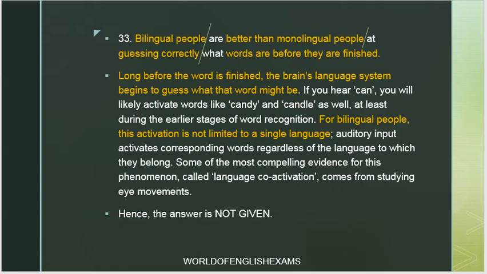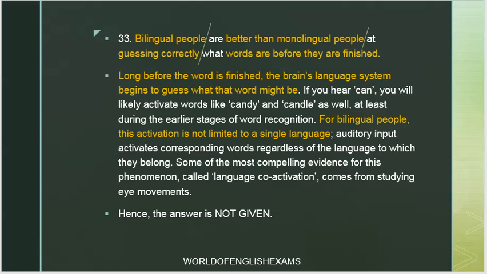Now here, is it connecting the ability of bilinguals as being better than monolinguals? No, it's not making a comparison. It's just telling that the brain's language system begins to guess. But whose brain, whether it is bilingual's brain or monolingual's brain, that is not given. Hence, the answer is not given.